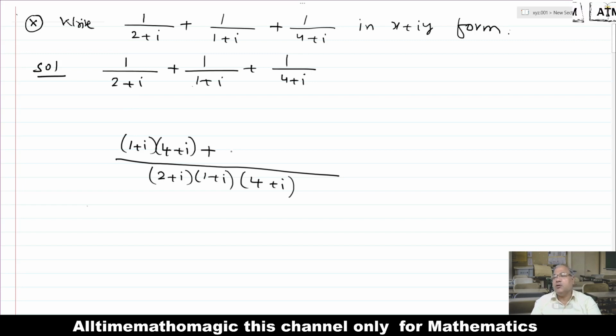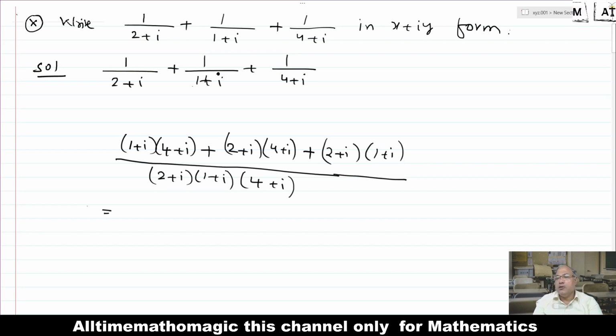For the second fraction, out of the 3 in the denominator, there are 3 parts, 2 plus i, 1 plus i and 4 plus i. So in the denominator there are 3 brackets. So what to write, what to not write? You have to not write 1 plus i for the second part. So you can write down 2 plus i and 4 plus i. And for the third fraction, don't write 4 plus i, but write down 2 plus i and 1 plus i. Now we'll multiply every 2 brackets and write down the results.